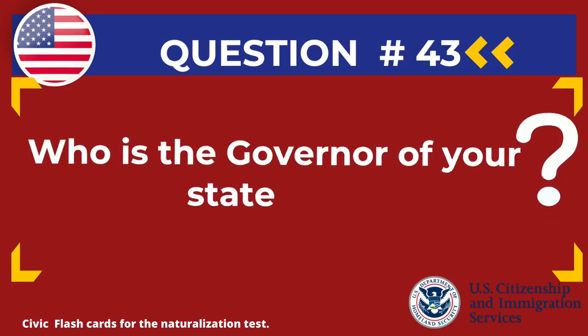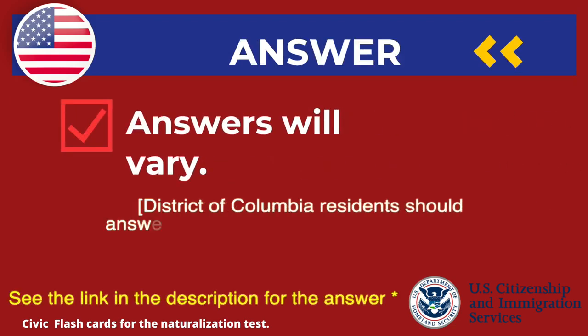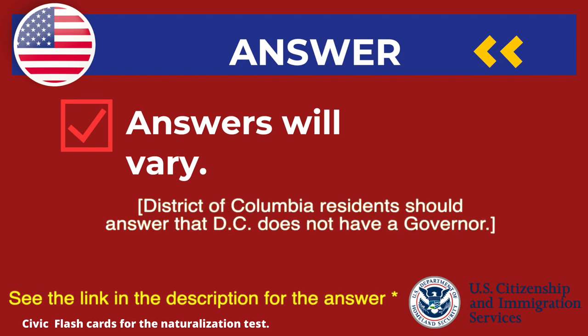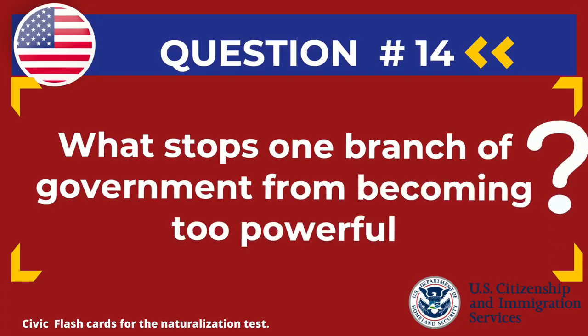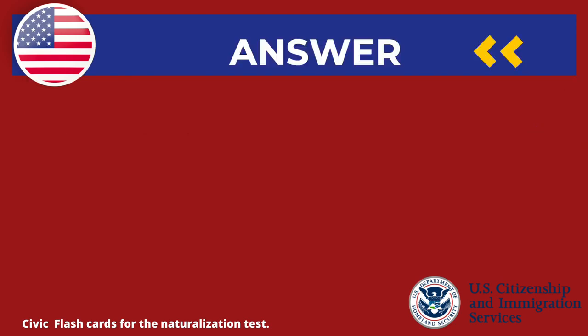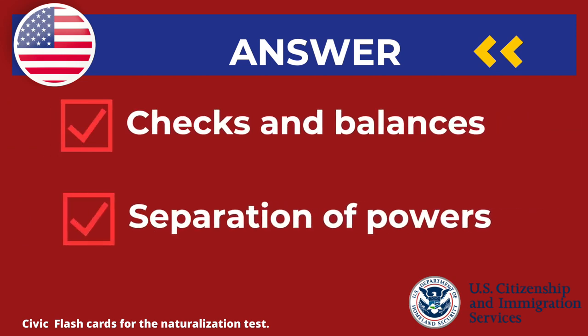Who is the governor of your state now? Answers will vary. District of Columbia residents should answer that D.C. does not have a governor. What stops one branch of government from becoming too powerful? Checks and balances. Separation of powers.